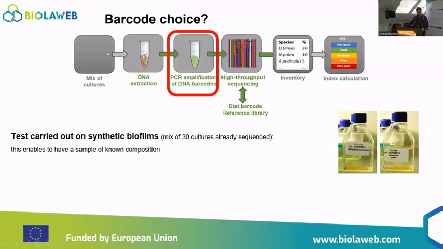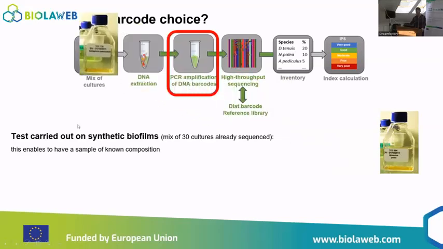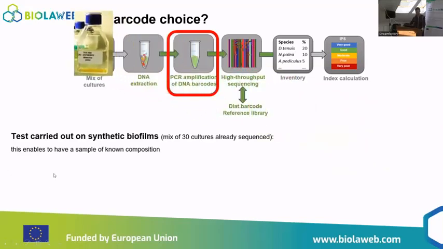What is an in vitro test? You see again always the same workflow. We start from a sample, make a DNA extraction, PCR amplification, sequencing, and then we make an inventory. But here the idea was not to take an environmental sample, but to construct a sample of known composition. For this, we took some cultures which were already sequenced, to know what we put in the mix. And we put in the mix the different cultures in known quantities. So these cultures, we put them together and mixed them.